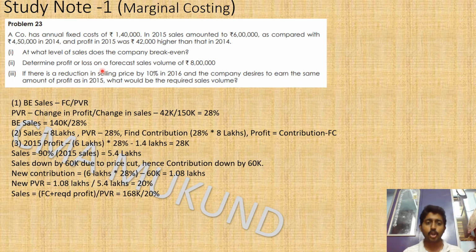What is the next question? Determine the profit or loss on a forecast sales volume of 8 lakh rupees. So 8 lakh rupees is the sales. We can easily find the contribution because we have the PV ratio, 28%. So 28% of 8 lakhs will be the contribution. Then we also have the detail of fixed cost, so contribution minus fixed cost is going to be the net profit. If the value is negative, it's going to be a loss. You can find it, I'm very sure about it.